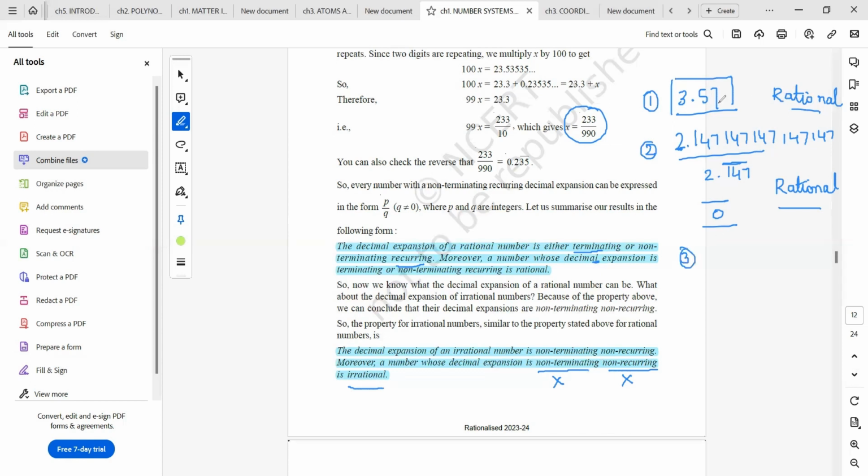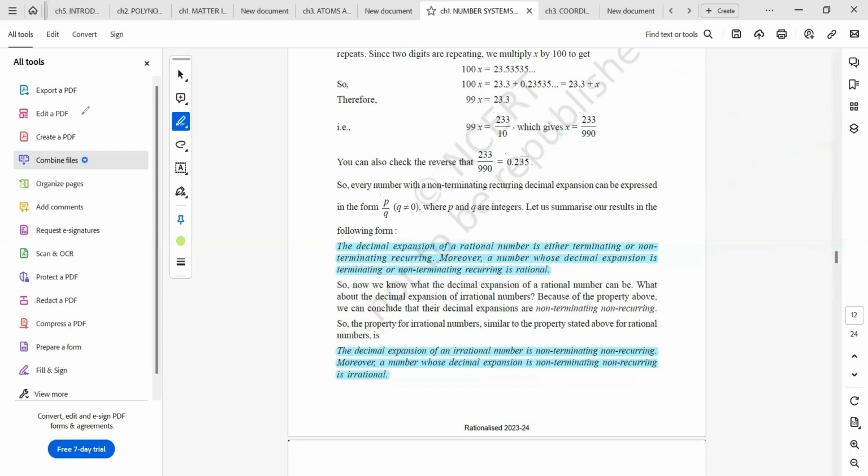Either it terminates, the remainder becomes 0, so rational. If it continues endlessly, but it repeats, then also it is rational. But if it is continuing endlessly and also it is not repeating, then it is irrational. Clear? Okay. So you need to look for only two things: either the remainder becomes 0 and the division ends, or if the division doesn't end, then we get repetition. In these two cases only we have a rational number. And if it is continuing and also not repeating, then we call it irrational. Right? Any doubt?